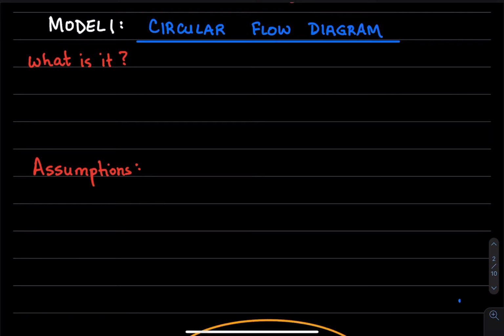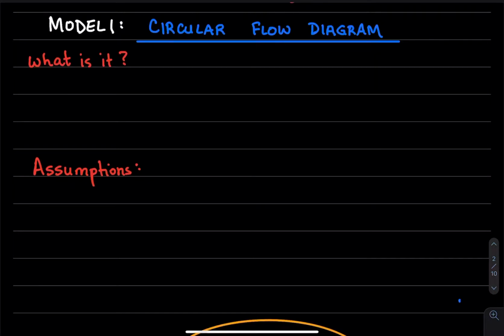So in this video, we're going to be talking about the first model, which is called the circular flow diagram. In the previous video, we talked a little bit about economic models and how economists use them, where we said that what we're really trying to do is explain economic concepts, phenomena, or issues using a very simplified version of reality. And that's exactly what we're going to do here.